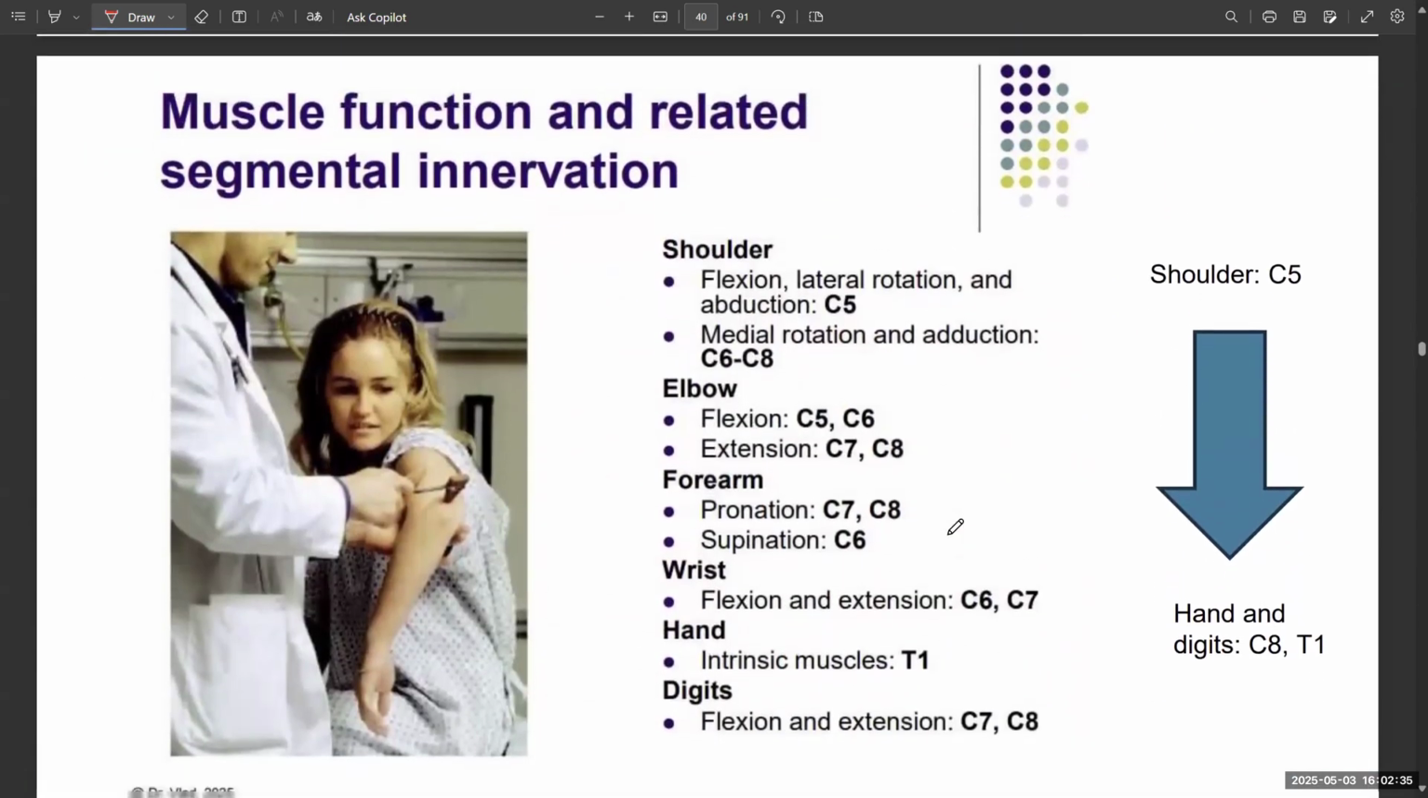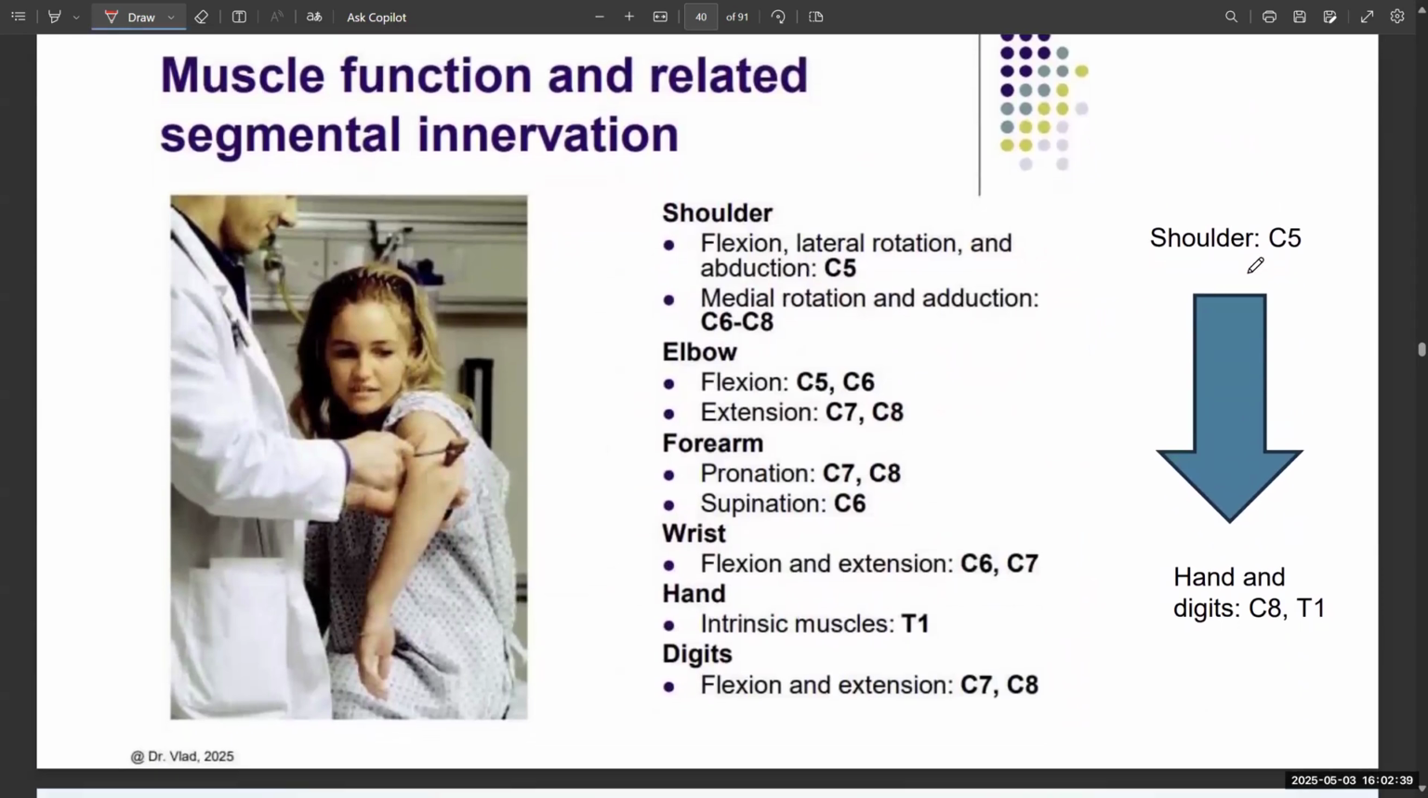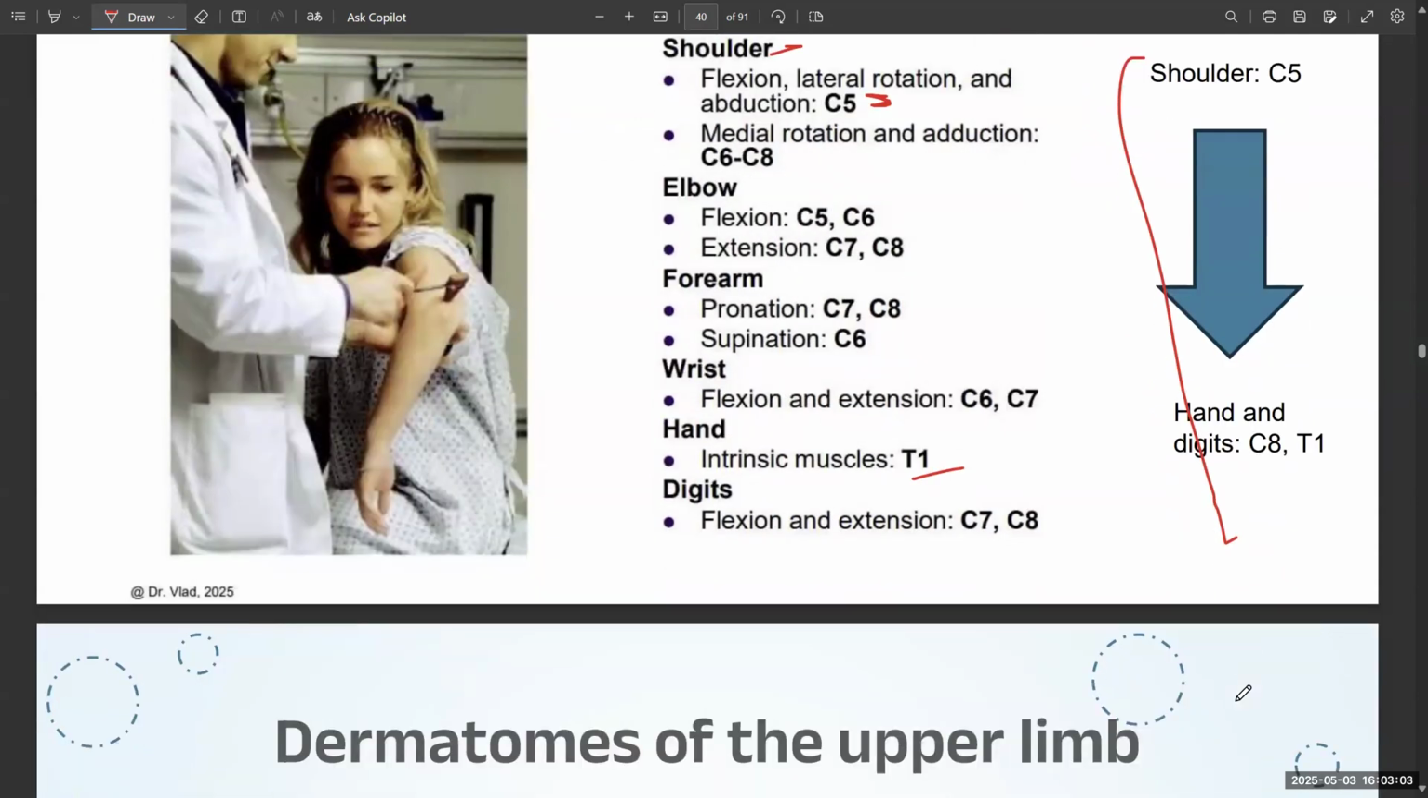This slide, I watched the recording, and Dr. Vlad said that you just have to know that there is a spectrum here. From the shoulder, you can see that it goes from C5 to the digits, which is C7, C8, and the hand, which is T1. As you move from the shoulder to the elbow, to the wrist, to the fingers, it goes from C5 to C6 to C7 to C8, and so on till T1. So basically, it's a spectrum. That's all you have to know.